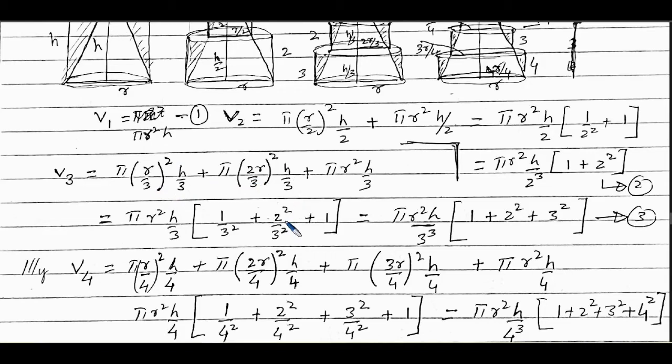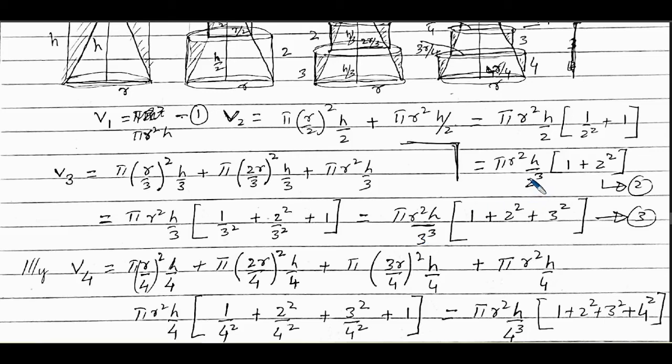Then 2 by 3 square here, 2 square by 3 square, and this is 1. So this is a common term. So again you will get, as this is a common term, this becomes 3 cube, 1 plus 2 square plus 3 square. So when you have 3 volumes of cylinders, you write this common, and 1 plus 2 square. So see this, here it is becoming 3.